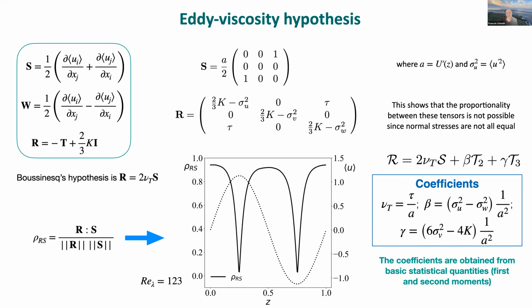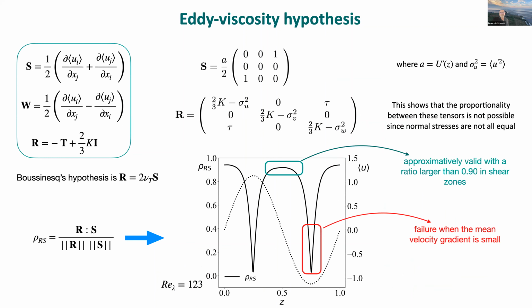And if we consider the Eddy-viscosity hypothesis, we can consider the different tensors, and we can compute all the coefficients and also the indicator. What we see is that it's approximately valid, because we have a ratio which is larger than 0.9 in the shear zone, so in the zone where the mean velocity shear is the largest. And when the mean velocity shear is small, we have a failure of the hypothesis. So it's similar to what has been obtained for the channel flow.